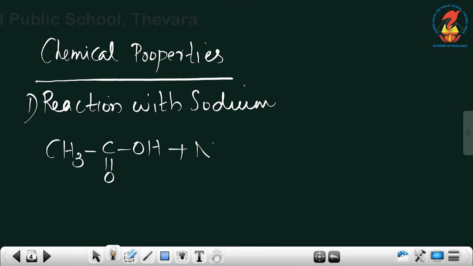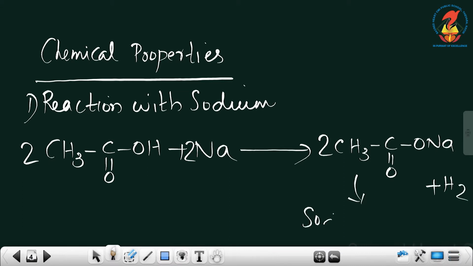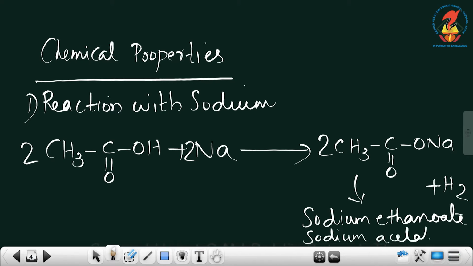CH3COOH plus Na. So what do you get? CH3COONa plus H2. So this is the salt. Its name is sodium ethanoate, commonly called sodium acetate.